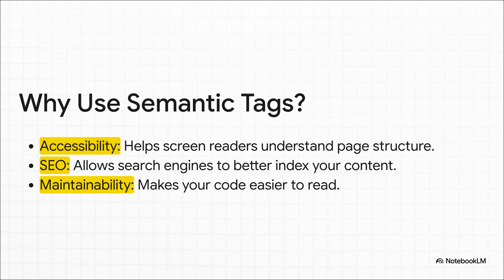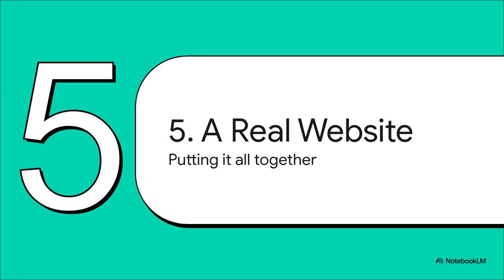So you might be asking, okay, why does this matter so much? Well, there are 3 huge reasons. First, accessibility. It makes your site usable for way more people. Second, SEO. It helps search engines like Google understand your content way better, which means you'll rank higher. And third, maintainability. It just makes your code 1,000 times easier for you and your team to manage down the road. It's a win-win-win.